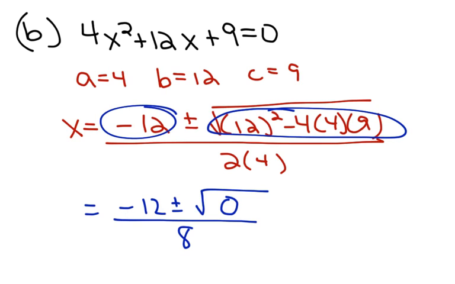Well, what's the square root of 0? The square root of 0 is just 0. So it turns out the answer is just negative 12 over 8. That means this quadratic equation only touches the x-axis one time.